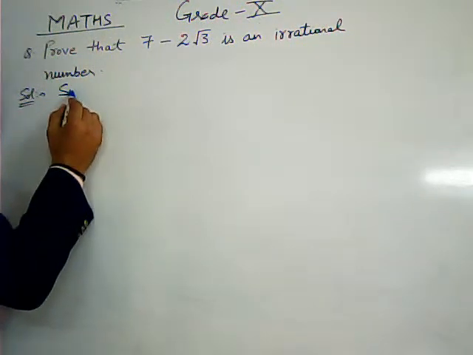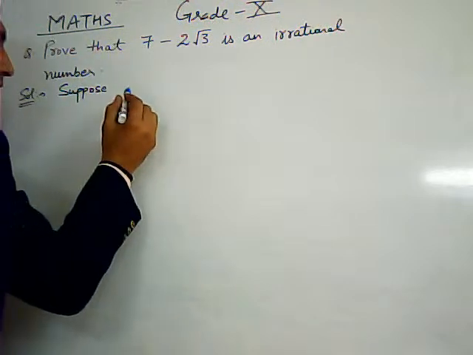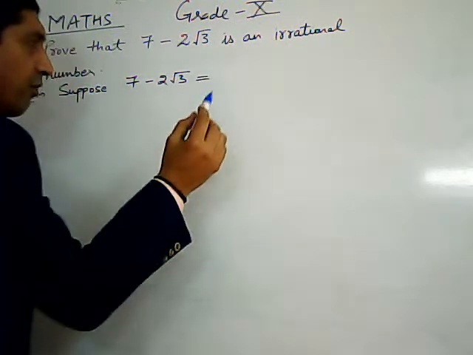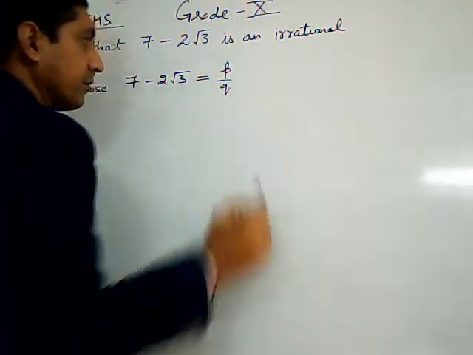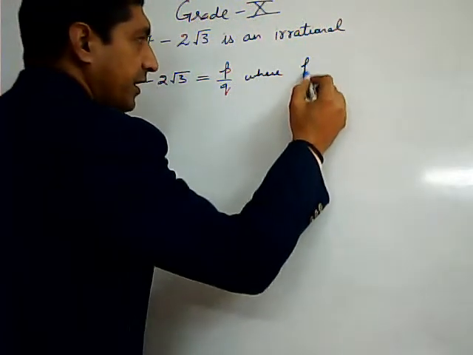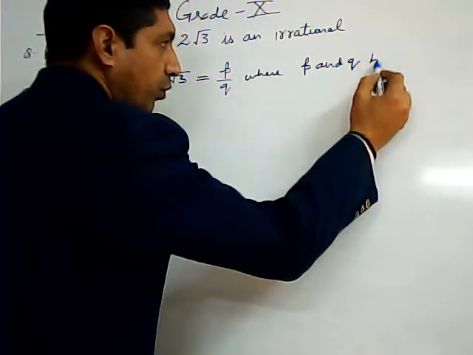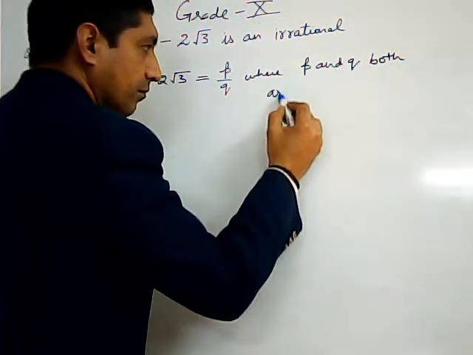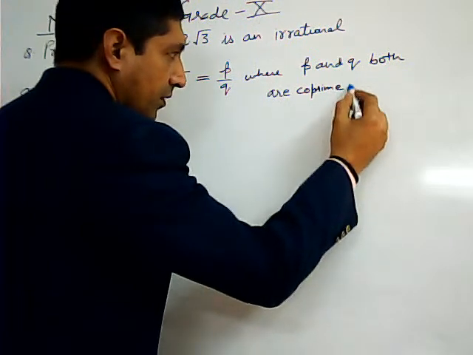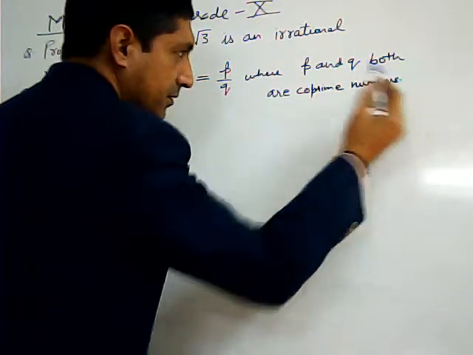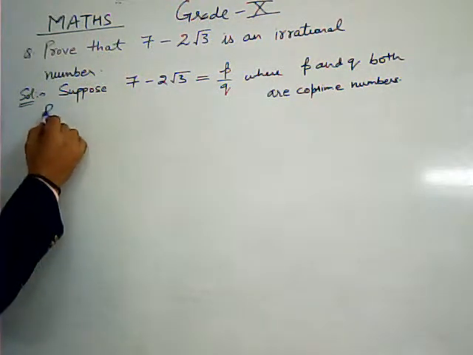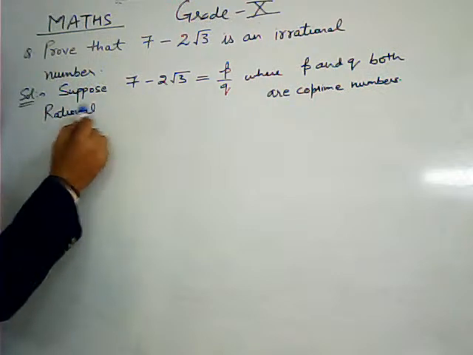Suppose 7 minus 2 root 3 is in the form of p upon q, where p and q are both co-prime numbers. Suppose this is a rational number.